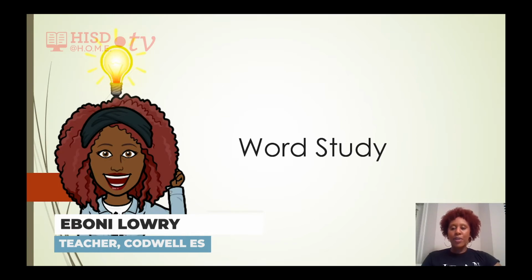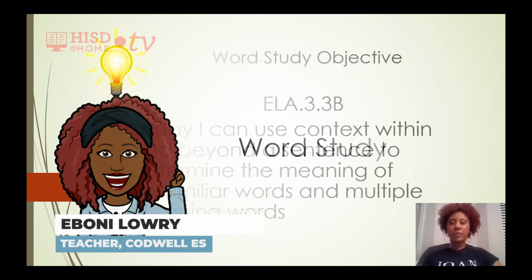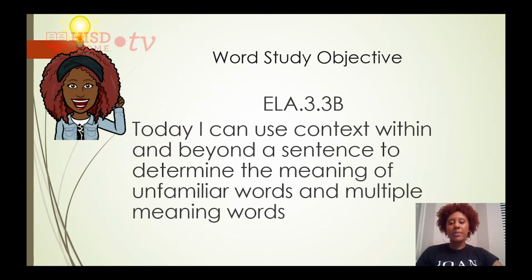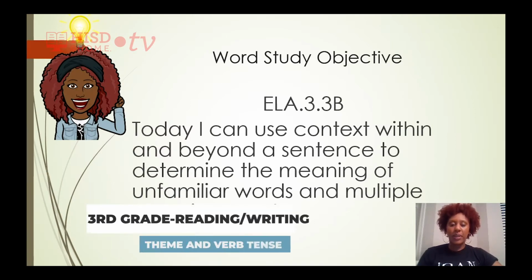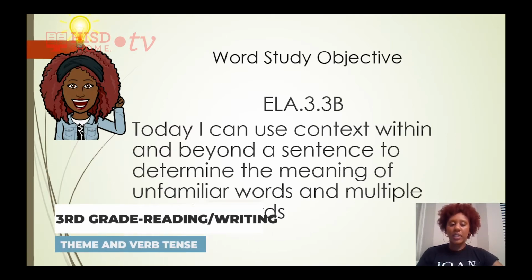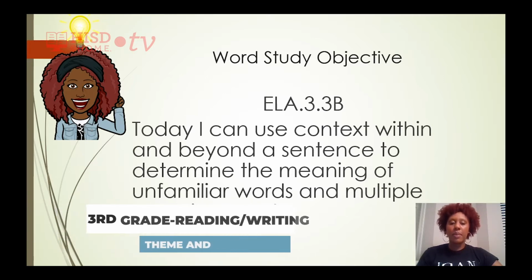Let's go ahead and start with word study for today. Our word study objective comes from ELA 3.3b. Today I can use context within and beyond a sentence to determine the meaning of unfamiliar words and multiple meaning words.